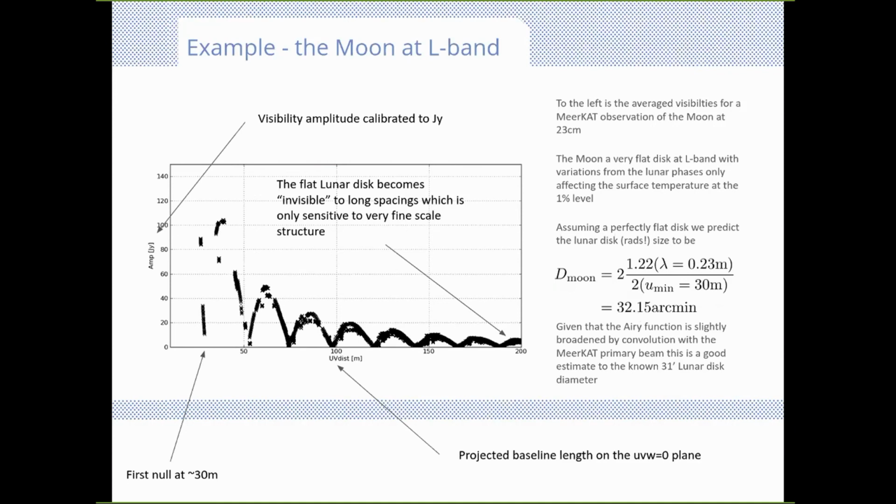Now, that is, again, we have the antenna response, so the far field response of the antenna, and the grating that we get from that is convolved with the Bessel function that we get from the moon, right?